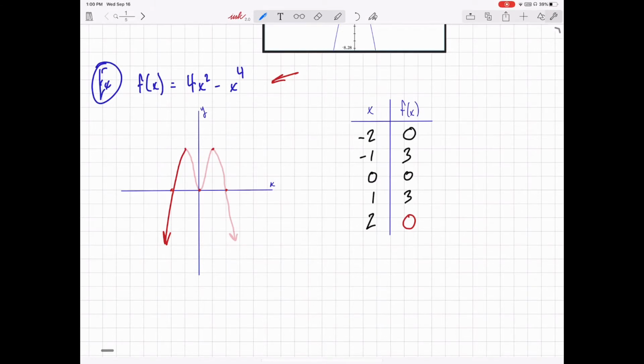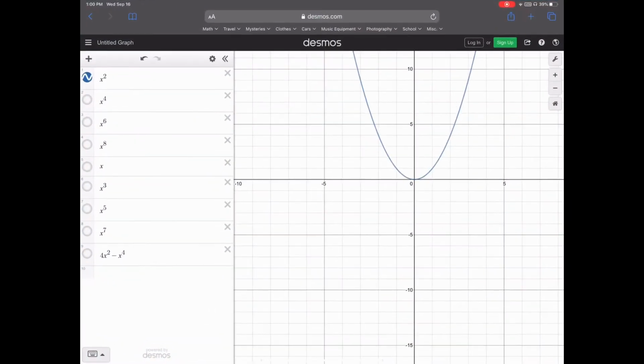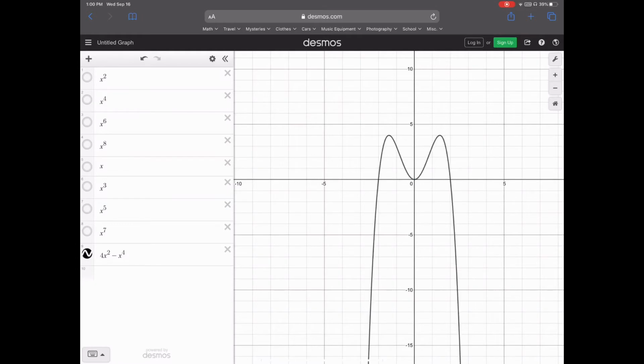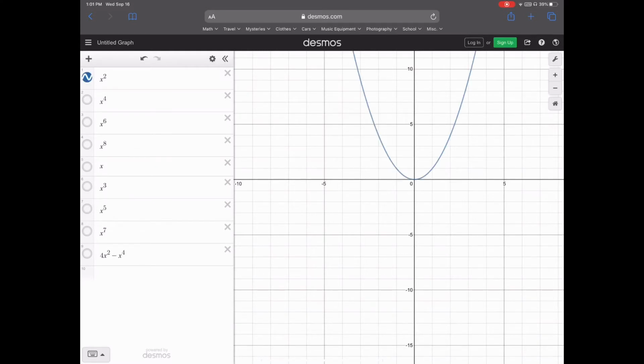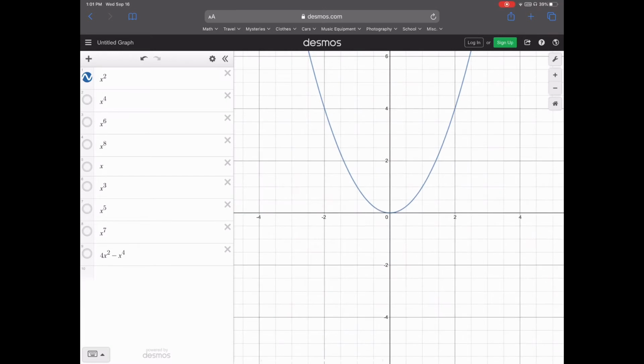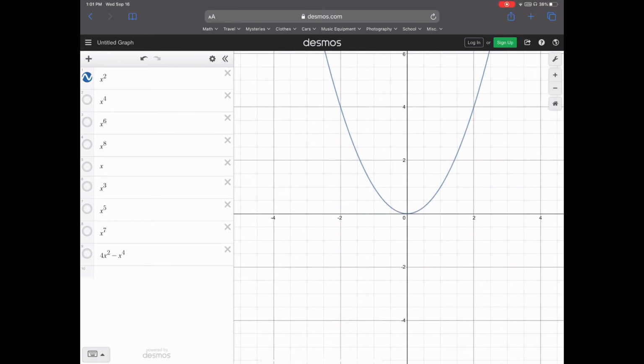But if we go over to a calculator, we're going to look at some functions here. Let me turn that one off. Here's the function that we just graphed, 4x squared minus x to the fourth. That's what we'd call a fourth degree polynomial because the largest exponent is a 4. I had entered some of these earlier. So x squared, if I put that on the graph, looks like that. That's what we'd call a parent function that we're used to.